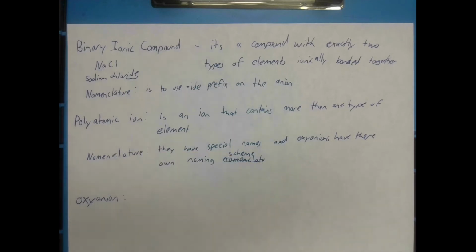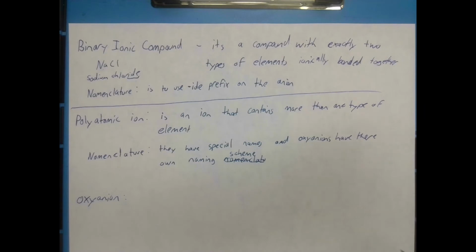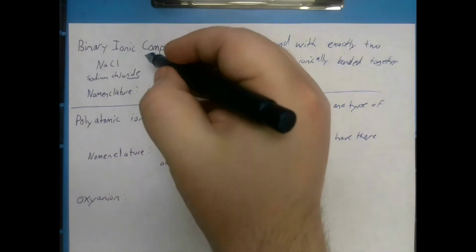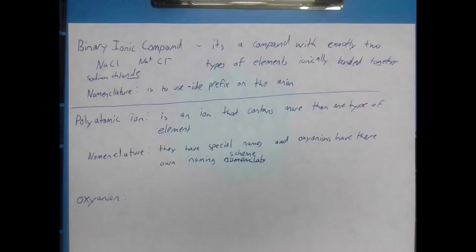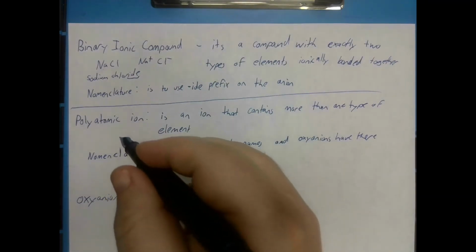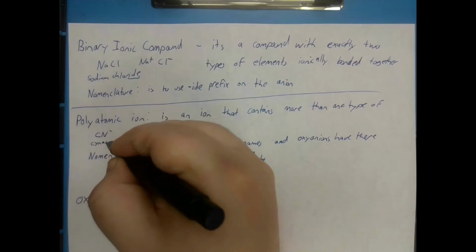A polyatomic ion is an ion that has more than one type of element. So the ions here are Na plus and Cl negative. An example of a polyatomic would be like CN. This is cyanide.